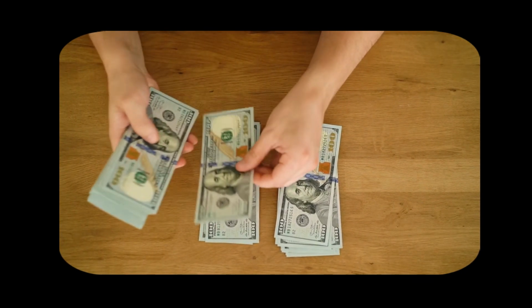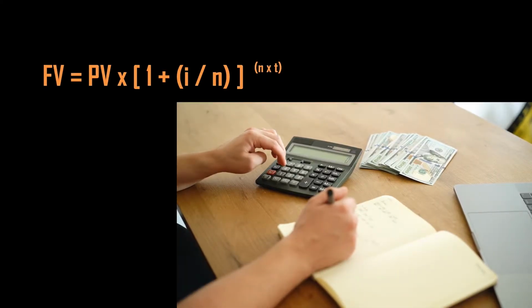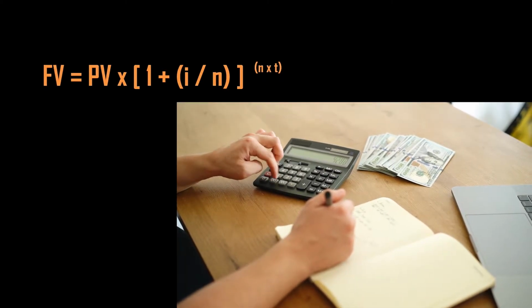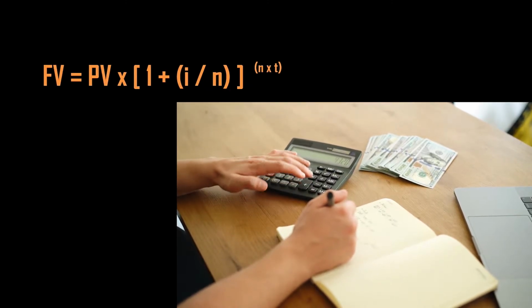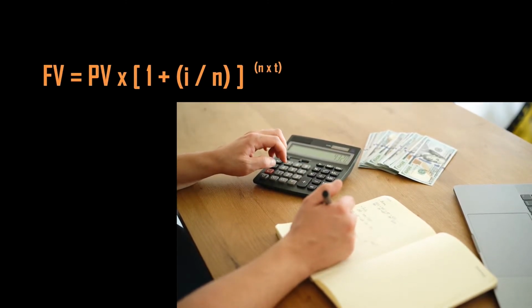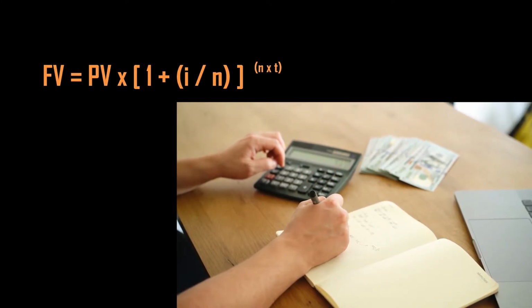Alright, let's talk about the formula for calculating the future value of some amount of money. That is, if you have $1,000 today, what will be the value of that money 5 years later? It actually depends on a few things, and here you have the formula that you can use to calculate the future value of some amount of money.